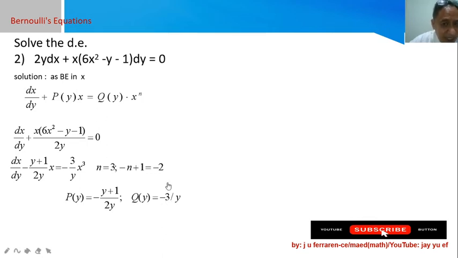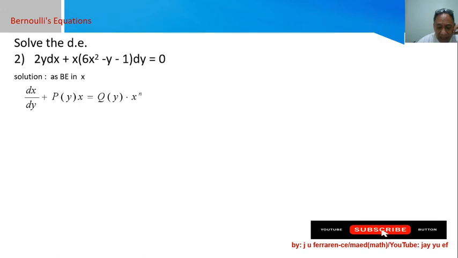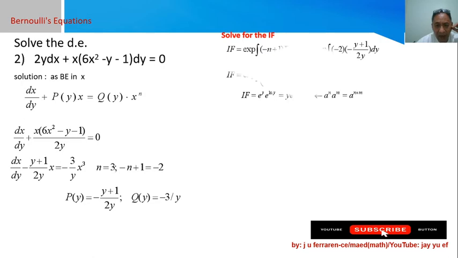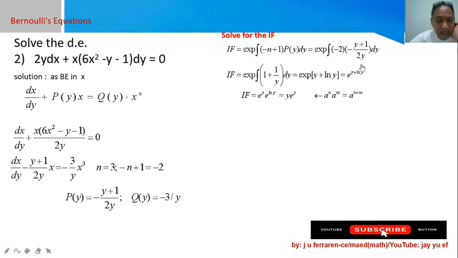So knowing all this, you are now ready to find the integrating factor. What is the integrating factor following the formula? IF is equal to the exponential of the integral of minus n plus 1, we have the P of y, then the dy, because this is a Bernoulli in x. So what is your minus n plus 1? It's minus 2 again. Then you have your P of y, which is y plus 1 over 2y. Okay? So we have a dy. So this 2 is out, and that makes the term positive because they are all negative.